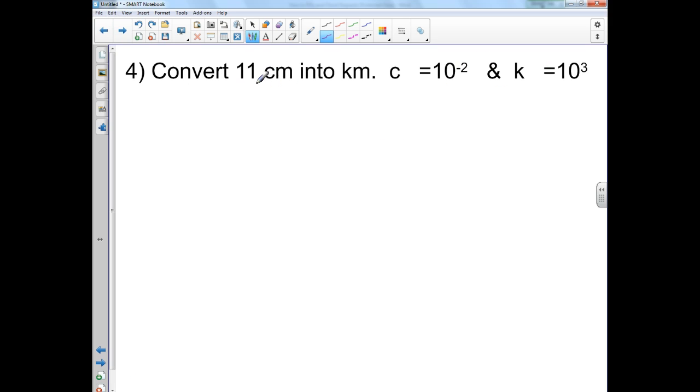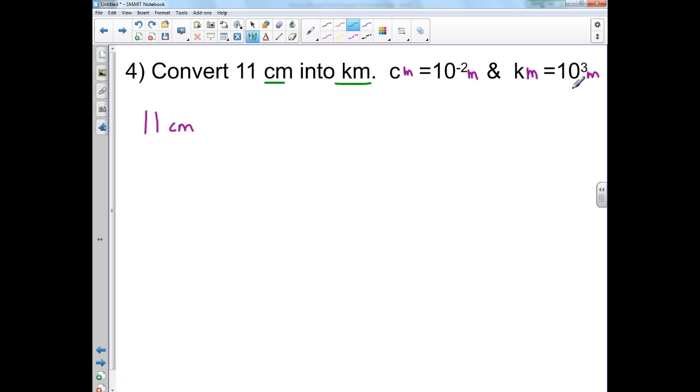Okay, finally, convert 11 centimeters into kilometers, not just meters, but into kilometers. So let's write centimeter is equal to 10 to the minus 2 meters. Kilometer is 10 to the 3 meters. Okay, and we start with what we want to convert. Now, do we have one equation that says so many centimeters equals however many kilometers? Do we have that equation?